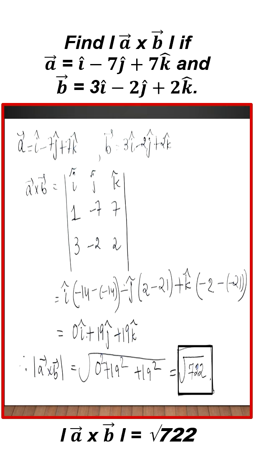After that, we solve the determinant and obtain A cross B, which is equal to 0 into i cap plus 19 into j cap plus 19 into k cap. Its magnitude can be found by taking the square root of the squares of the components of A cross B. Hence, the magnitude of vector A cross B over here is square root of 722.